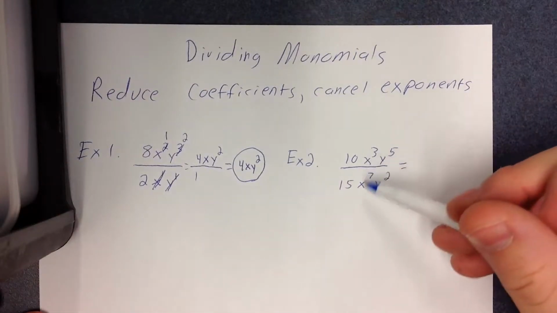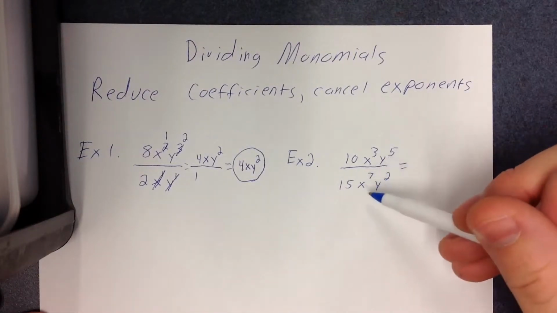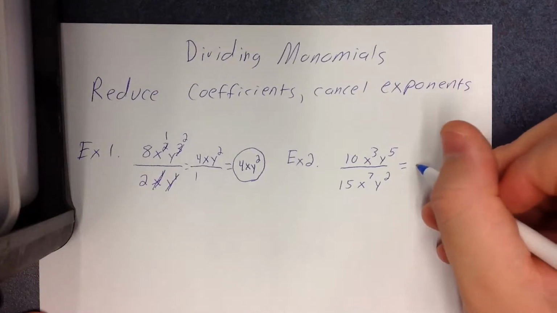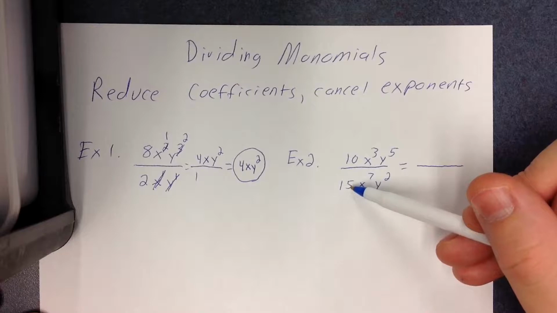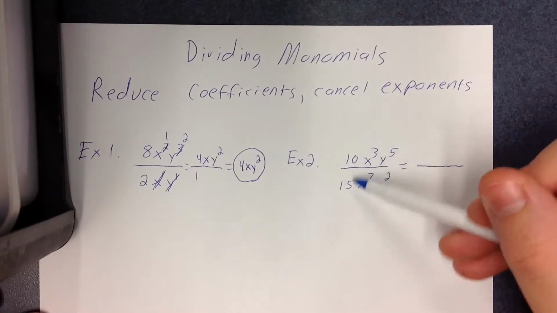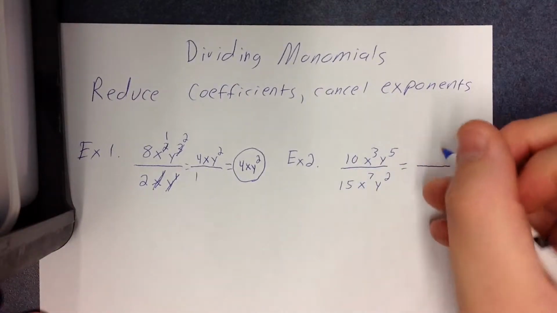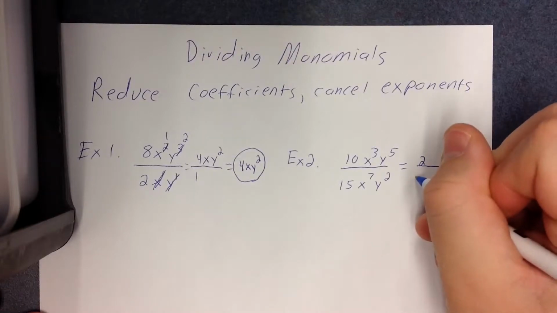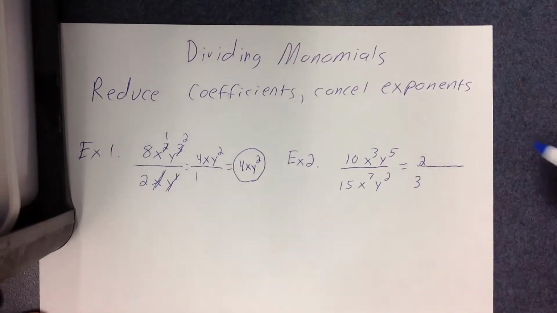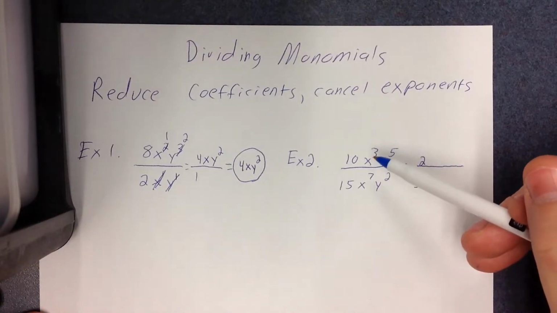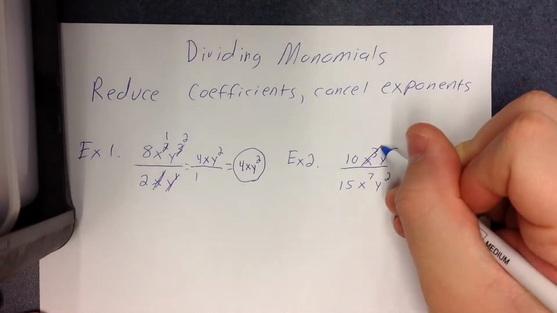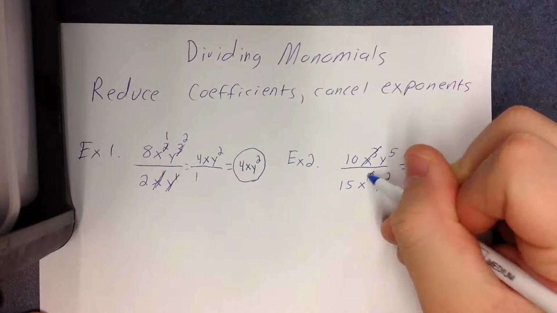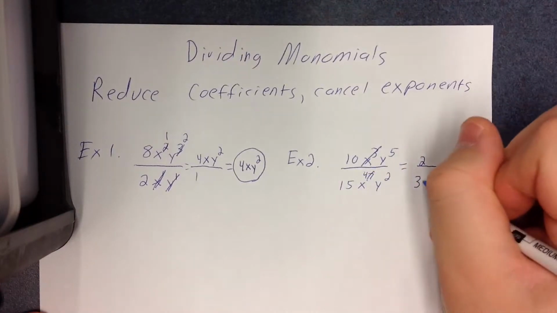Example 2, 10x to the third y to the fifth over 15x to the 7 y squared. So first we look at 10 divided by 15. That doesn't go down to one number, but 5 goes into both of them. So 5 goes into 10 twice and into 15 3 times. This is like having 3 x's on top and 7 on the bottom. So I could get rid of all of them on top. If I get rid of 3 on the bottom, that leaves me with 4, so x to the fourth.